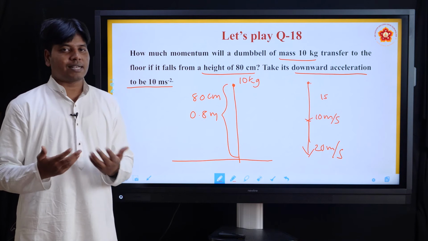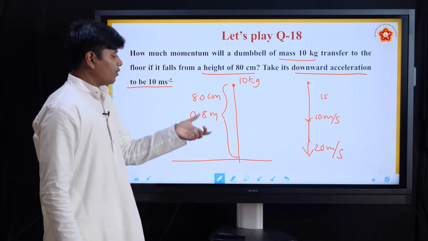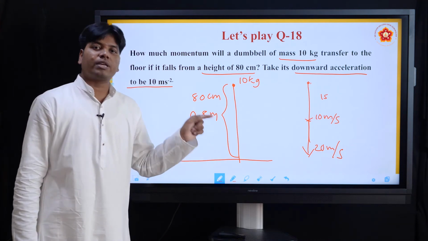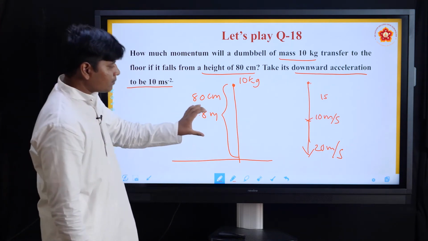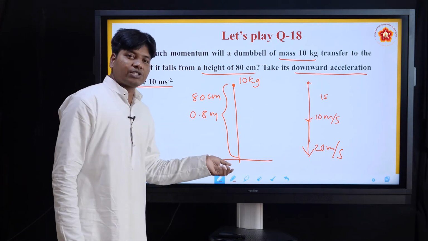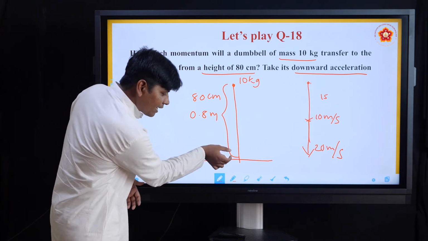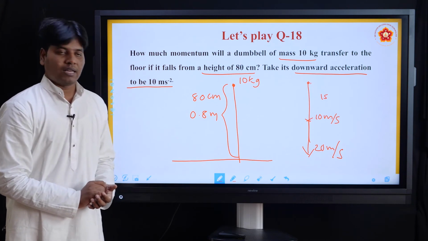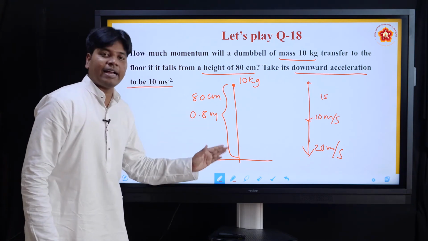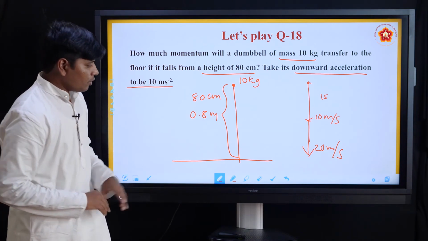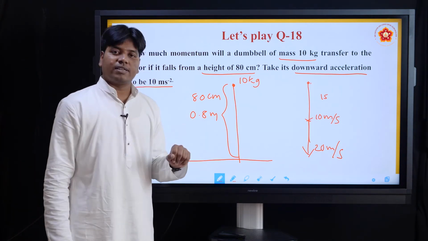Momentum is nothing but mass times velocity. We know the mass, we need to know the final velocity just before the impact, so that we can tell, okay, this much momentum it transferred on the floor, because it is having that much momentum at this point of time. It carried that momentum and transferred it to the floor after hitting it. Alright, so let us calculate the final velocity here.